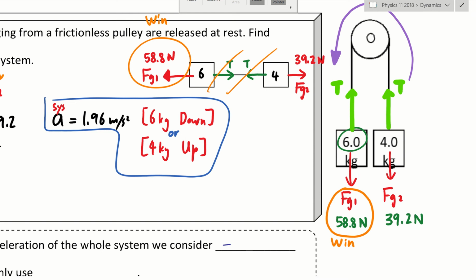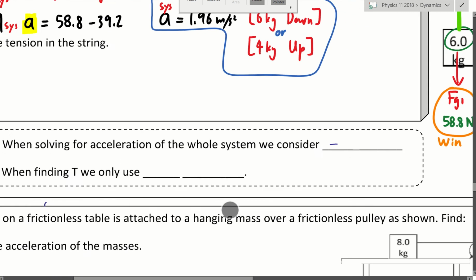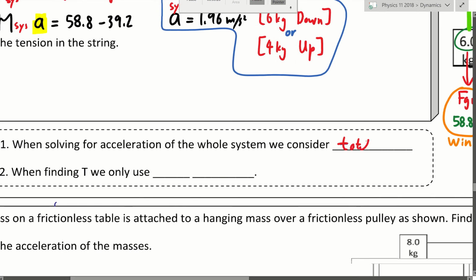Tension. Of course, tension, right? It's always tension after acceleration. When you're solving for the acceleration of the whole system, make sure you use the total mass. When you're finding tension, you only use one mass. Okay, so now let's go find tension.